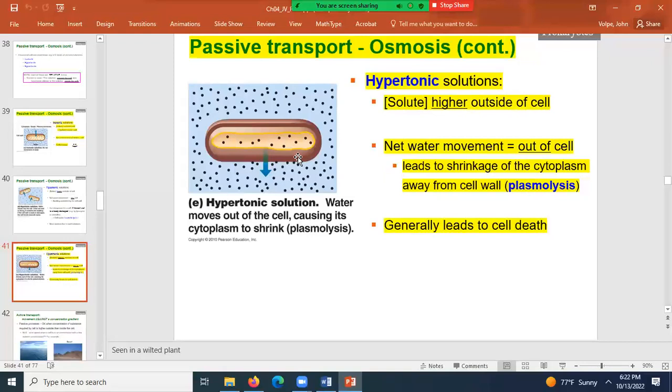This generally leads to cell death, and that is why when you have a bottle of molasses and bacteria fall into it, the bacteria can't grow. It's because the water leaves the bacteria and then goes into the molasses. And that's why molasses doesn't spoil. Most of the cells that fall into molasses will die by plasmolysis. Any question about any of that?